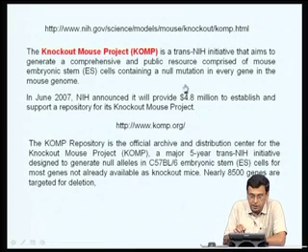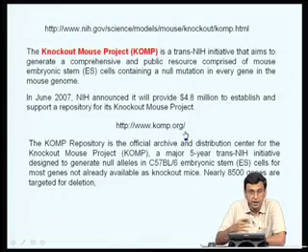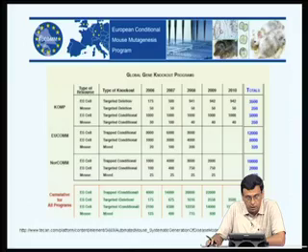Almost $4.8 million has been provided in June 2007, and if you now go to the website www.komp.org, you can see all the progress that is being made in this knockout mouse genome project.